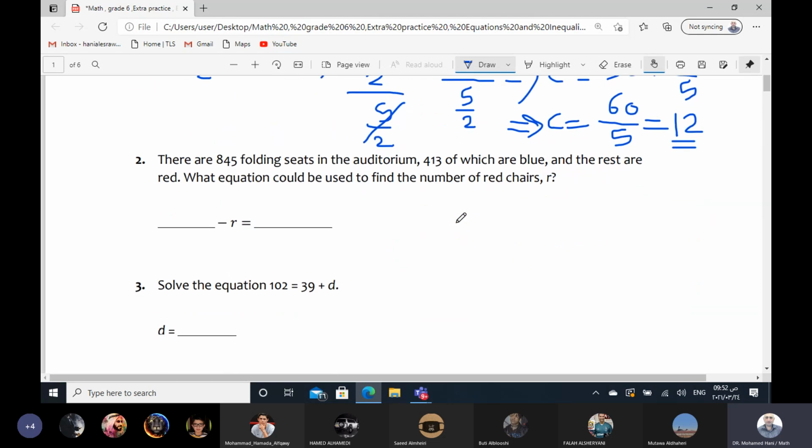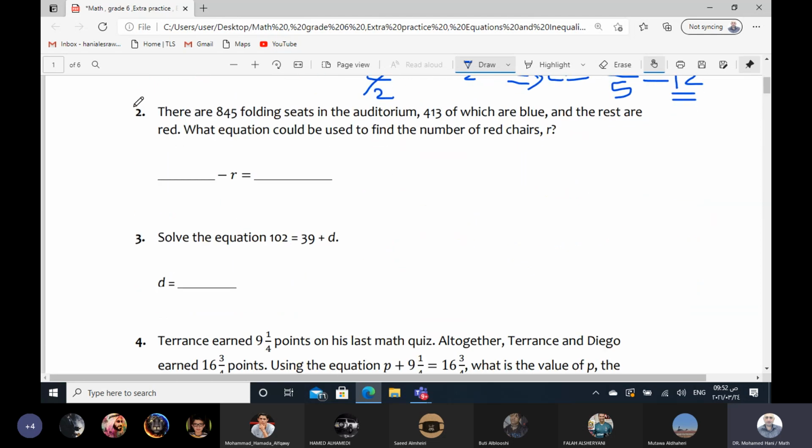Okay. Exercise number 2. Who can read exercise number 2, please? Muhammad Hamada, can you read it, please? Muhammad Hamada, are you here? Daniel, are you here? Yes, mister. Can you read it, please?